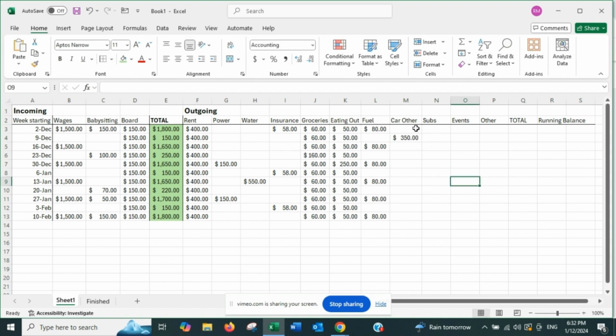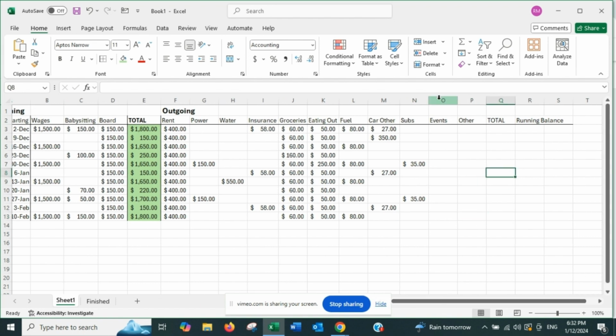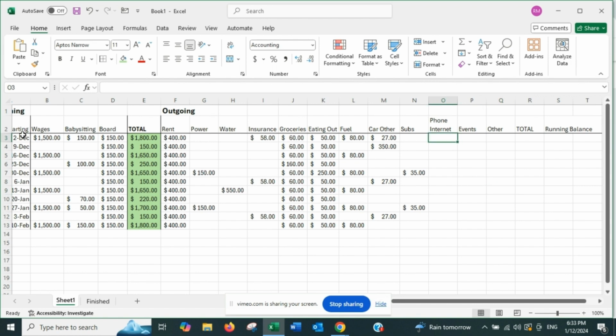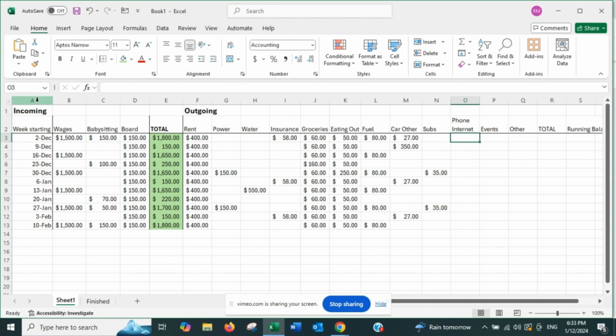Fuel, $80 a fortnight. I try to be stringent and fill up my fuel on the same week I get paid, the same week of the fortnight. Car, other, I've just popped in there like some car insurance and car registration costs that might have been at the beginning of December. Subscriptions, I've just popped in Netflix, etc., which then made me realize I haven't actually put phone and internet. So I've quickly just inserted a cell there.